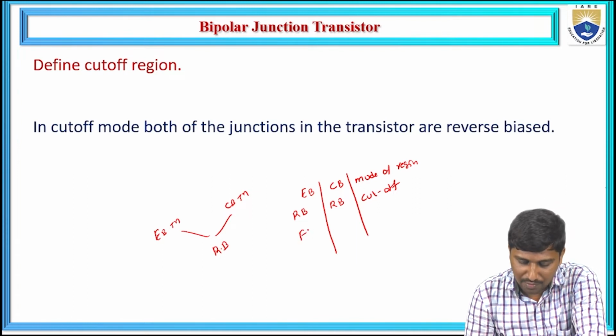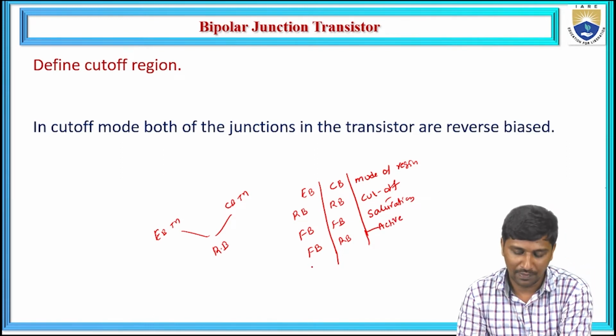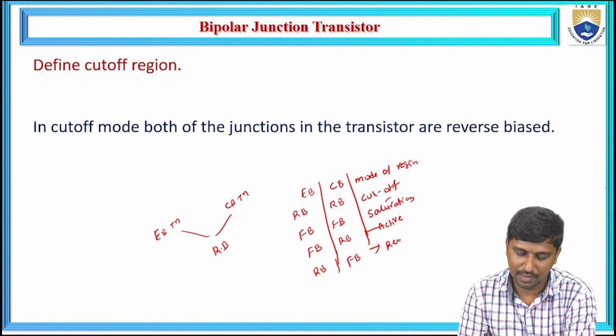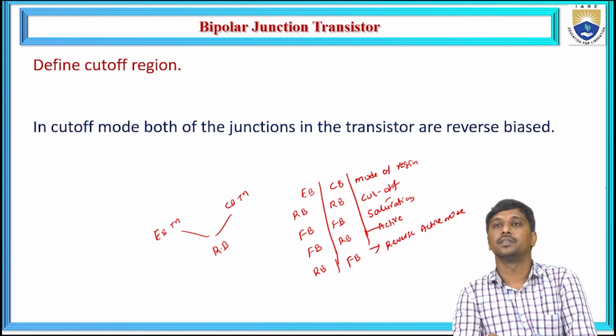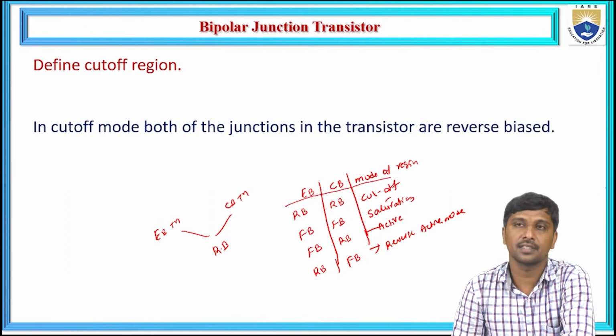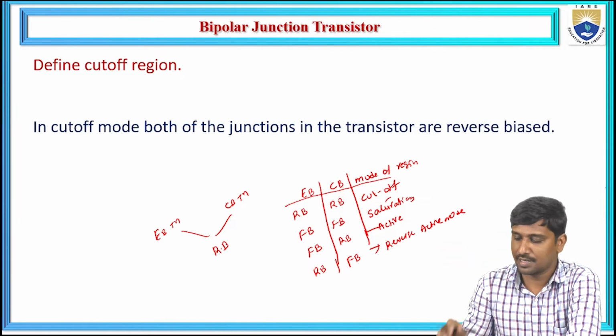If both junctions are forward biased, the region is the saturation region. If the emitter base junction is forward biased and the collector base junction is reverse biased, the region is called the active region. If the emitter base junction is reverse biased and the collector base junction is forward biased, this region is called the reverse active mode of region. So these two junctions are formed based on the construction of the transistor, irrespective of whether it is an NPN transistor or a PNP transistor.